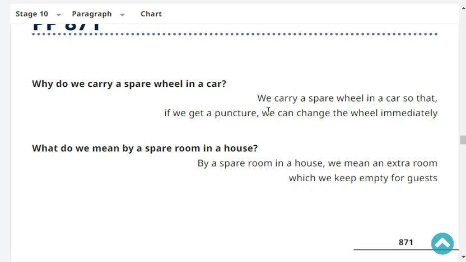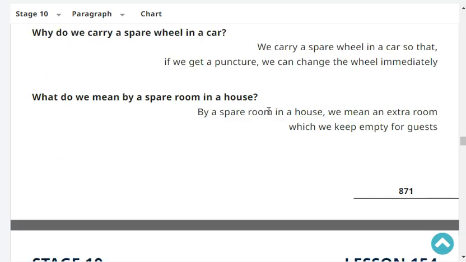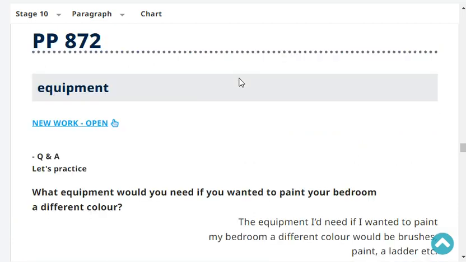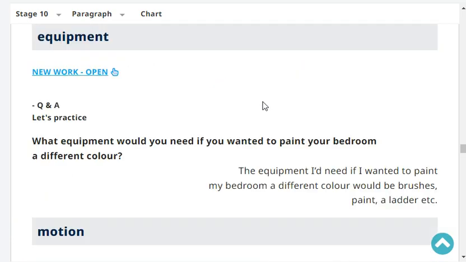What do we mean by a spare room in a house? By a spare room in a house, we mean an extra room in the house which we keep empty for guests.